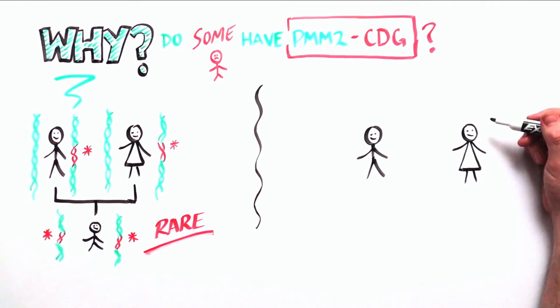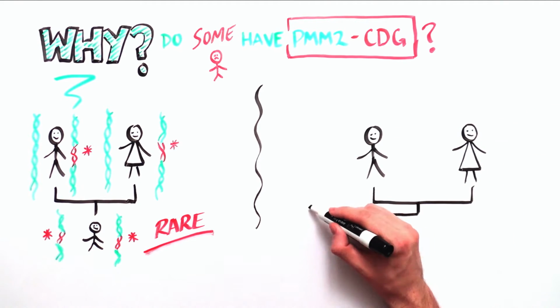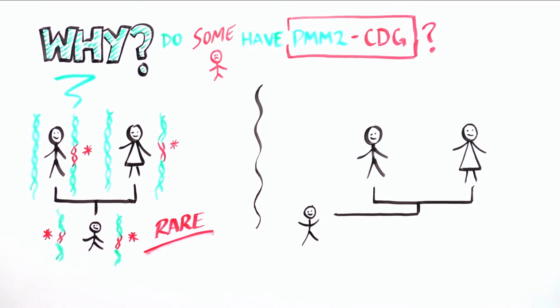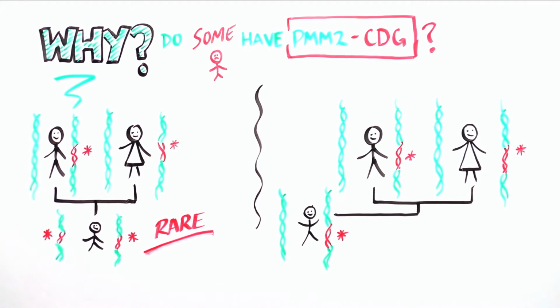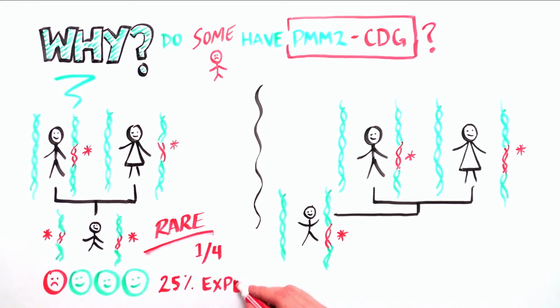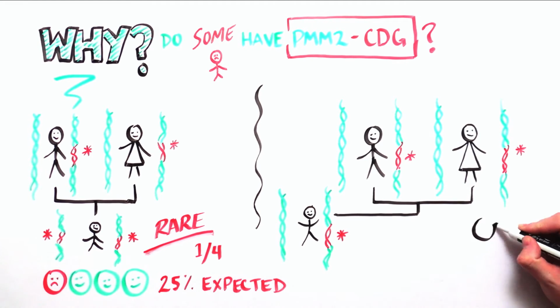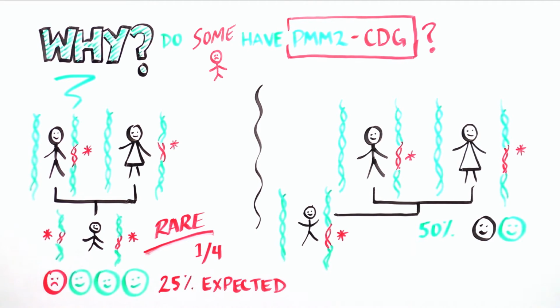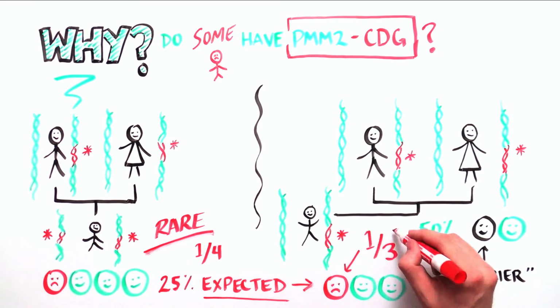This is extremely rare. However, if a person only received 1 altered copy, then they are a carrier and not affected. When both parents are carriers, it would be expected that there is a 1 in 4 chance that their child will have CDG, and that 1 in 2 will be carriers. However, based on data from families with affected children, the risk is higher, about 1 in 3.